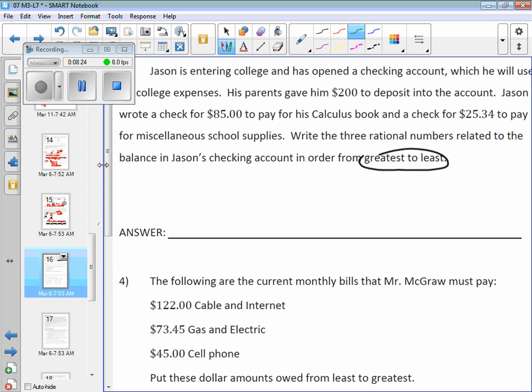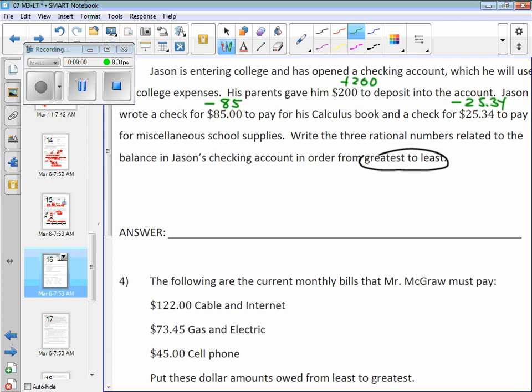All right, here we go. All word problems. So what I'm going to do? He gave him $200 to deposit into the account. That's plus 200. And then wrote a check for $85. That's an integer of negative 85 because you have to be able to take it to words and change it to integers. So let's see if we've done that right first. And then you have to write a check to pay for school supplies, and that's negative 25.34.